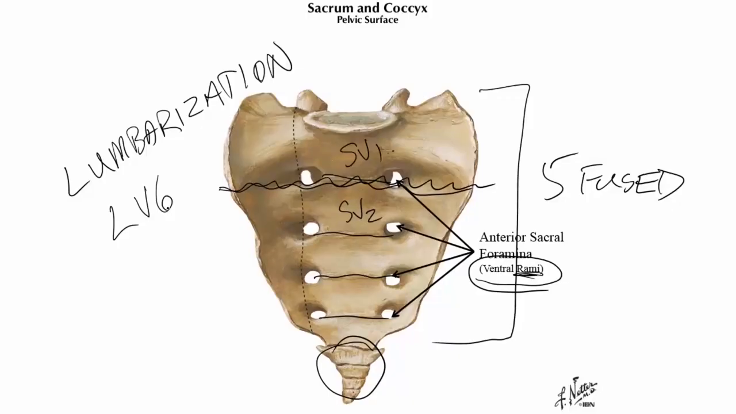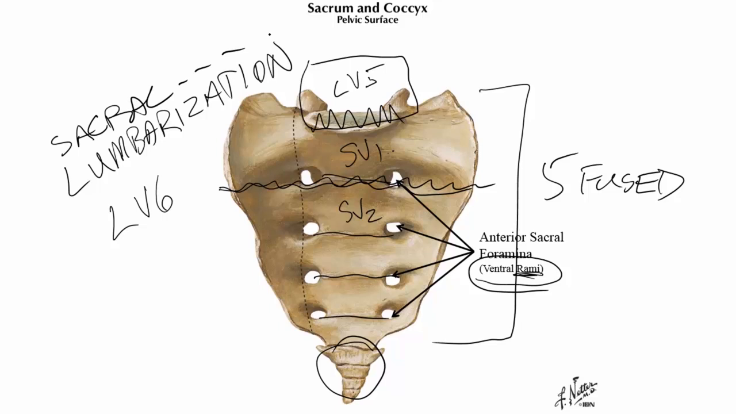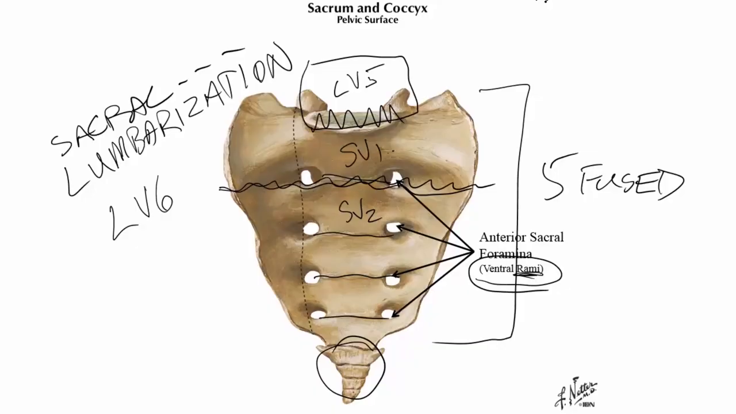The other component that one needs to consider is that sometimes the 5th lumbar vertebra, LV5, is actually fused to the top of the sacrum. So that particular situation is called sacralization. So just the opposite situation is occurring here. We have decreased mobility to some extent in this lumbar region, so we have increased stability. So that's sacralization, when LV5 is fused to the top of the sacrum. Lumbarization is when SV1 is separated from the top of the sacrum.